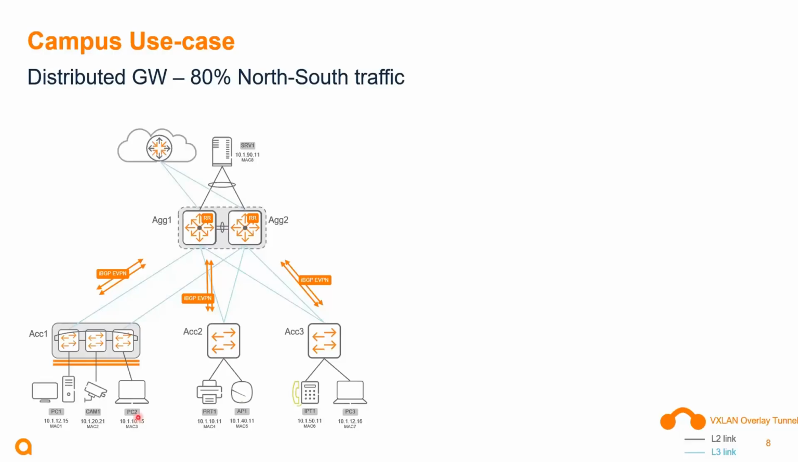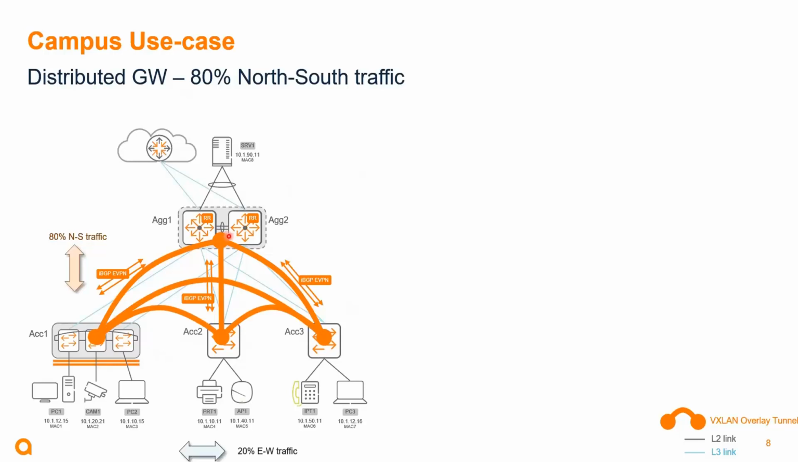Use cases are, as I mentioned, mainly for campus, where we have a distributed gateway across all the access VTEPs. Those access switches, access 1, 2, and 3, are VTEPs, with mainly north-south traffic. Those VXLAN tunnels in orange are the tunnels over which we'll get the north-south traffic. And obviously, we'll have a bit of traffic between those connected clients, probably less than 20% east-west traffic, unlike data center. So all the circuits on the layer are layer 3.